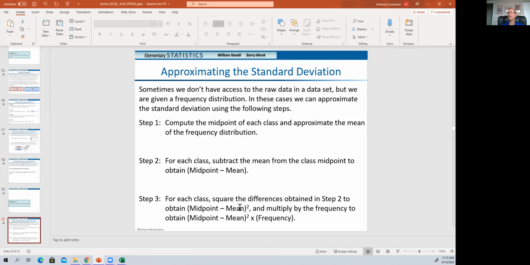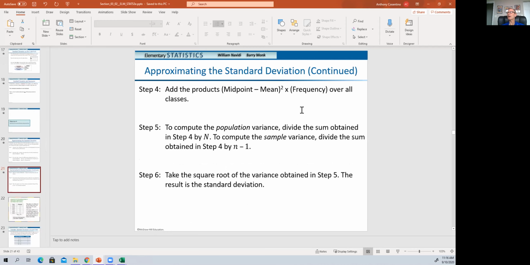And then what we need to do is square it, and then add those all together. So not only do you need to multiply each one of the squares by its frequency, after that you would add all those together. Then, depending on if it's a sample or the whole population, you divide by n or n minus 1. And then at the end, to find the standard deviation, you take the square root.